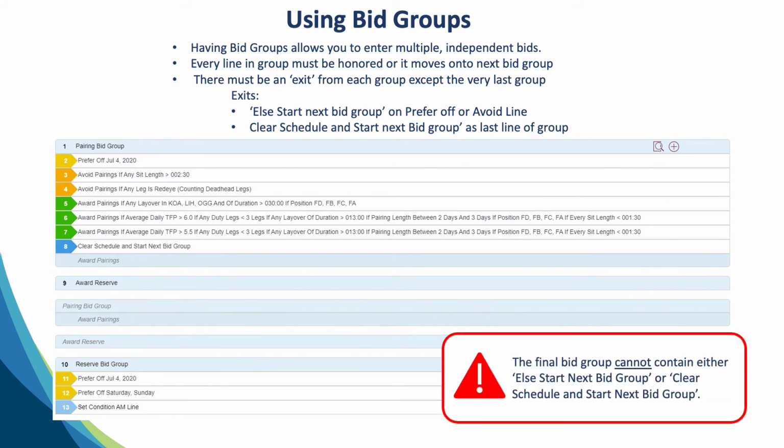The final bid group cannot contain either Else Start Next bid group or Clear Schedule and Start Next bid group. That's because there's no next bid group entered to go to, and your schedule would be built at the auto-generated award pairings or start reserve, if a reserve bid, at the bottom.